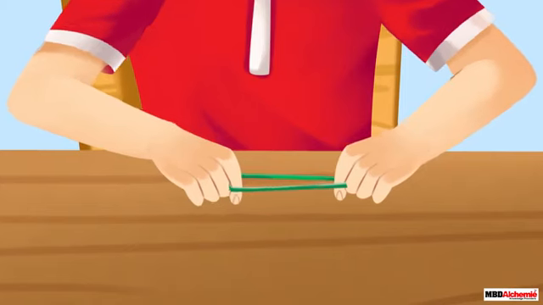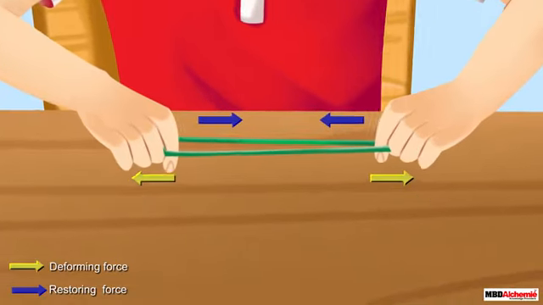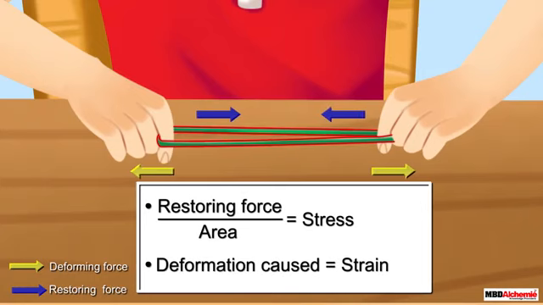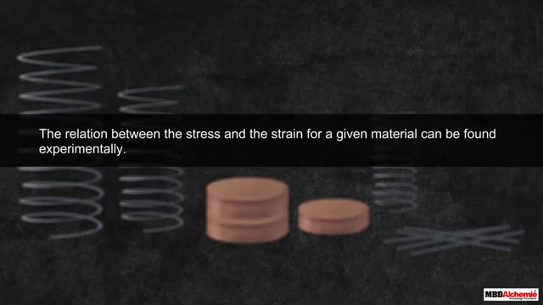When a body is subjected to a deforming force, a restoring force is developed in the body which is equal in magnitude but opposite in direction to the applied force. This restoring force per unit area is known as stress, and the deformation caused is known as strain. The relation between the stress and the strain for a given material can be found experimentally.